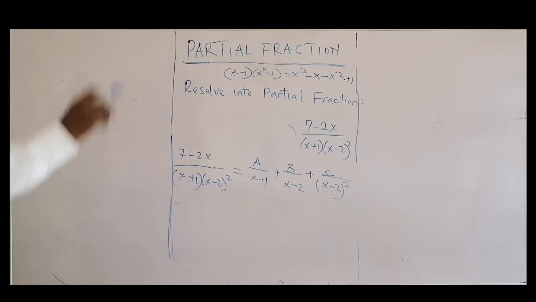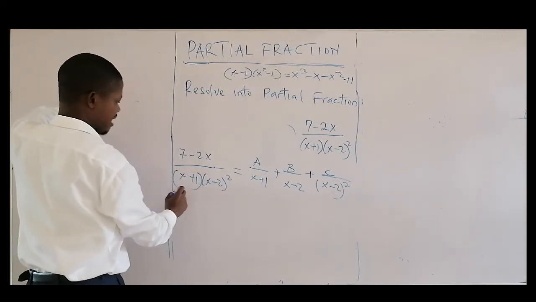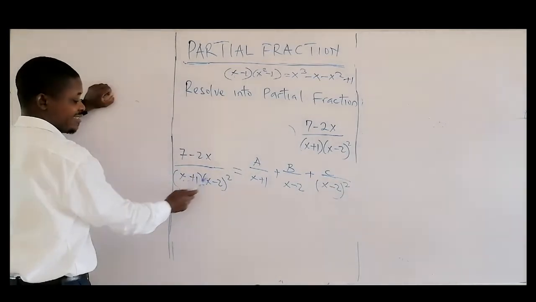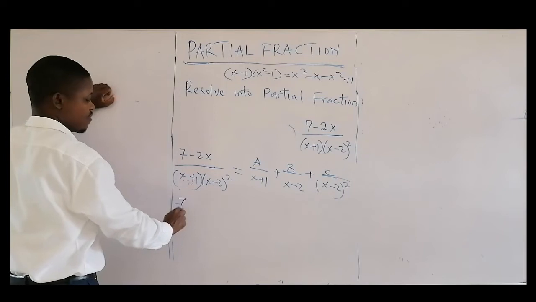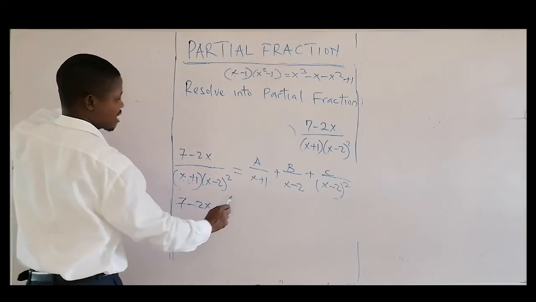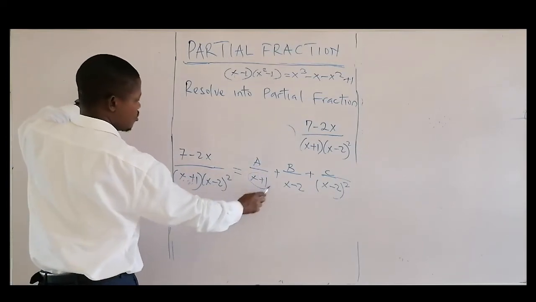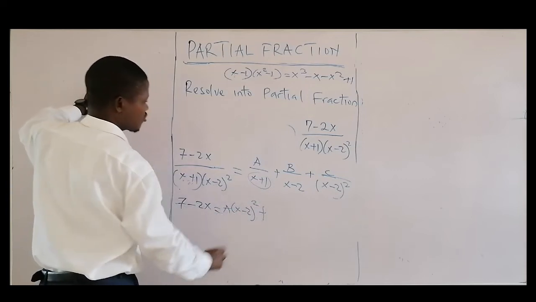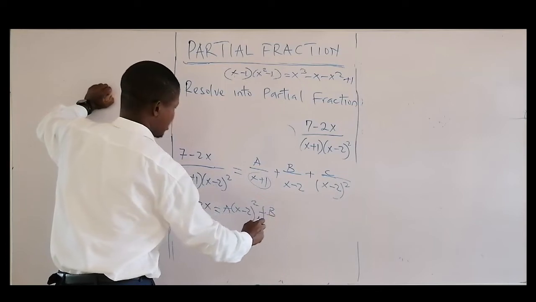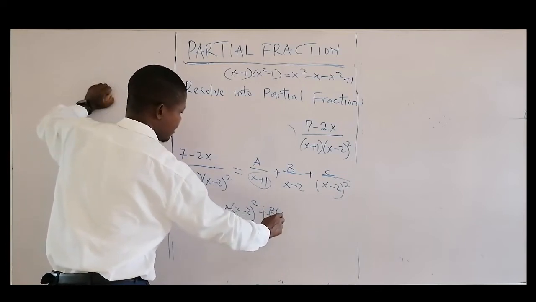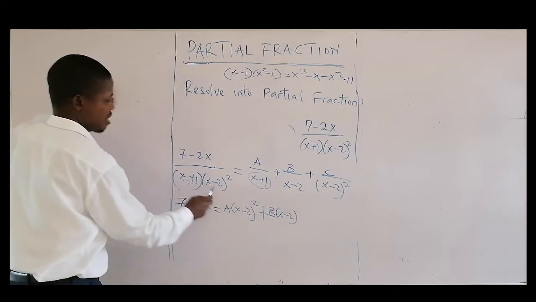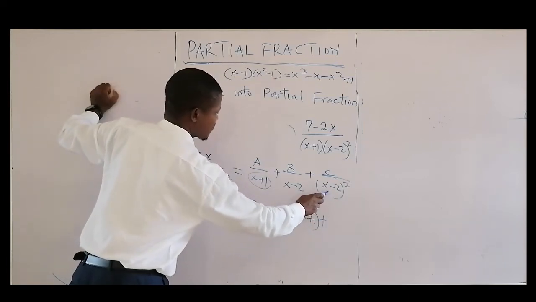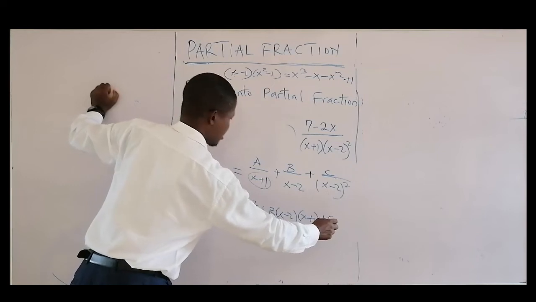Then the next thing to do now is to multiply through by this common factor, the denominator here. And that will give us 7 minus 2x into brackets. Here, this will go, and we have a into bracket what? x minus 2 all squared. Then plus, this one will be b into brackets. It will remain one of that here, because we are having x minus 2, and then x plus 1. Then plus, this one will cancel, and we have c into bracket what? x plus 1.